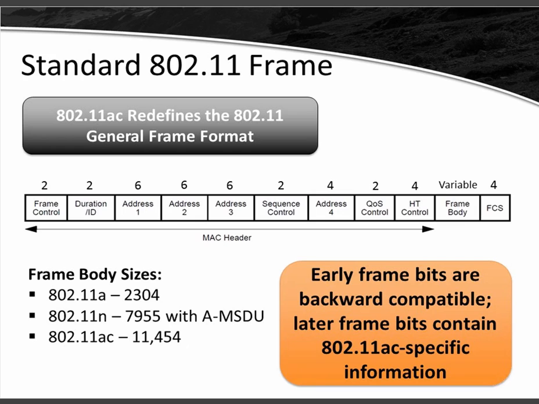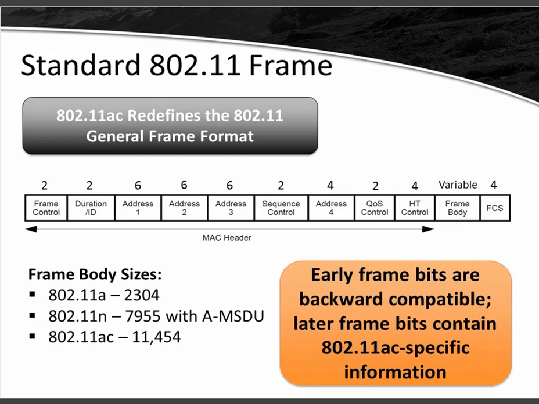Now, an important thing to note is the frame body size was changed with the release of 11AC to, instead of being 0 to some maximum, simply stated to be variable. And the reason it's stated to be variable is there are several different factors that can impact the actual frame body size. But the maximum for the MSDU frame body size is 11,454. So it's bigger than it was before.